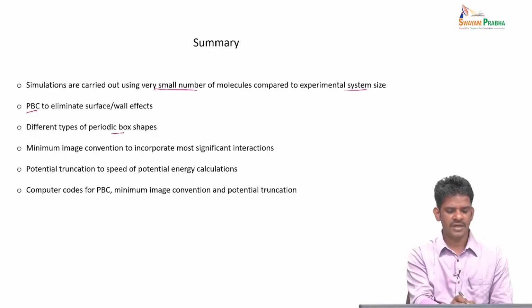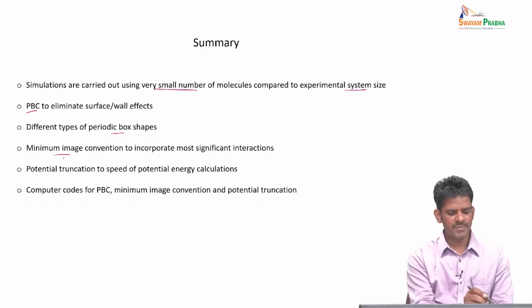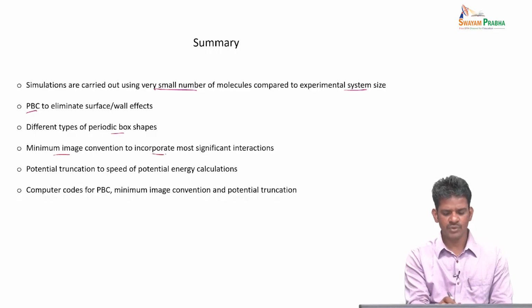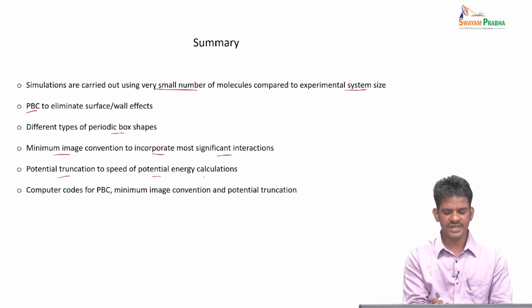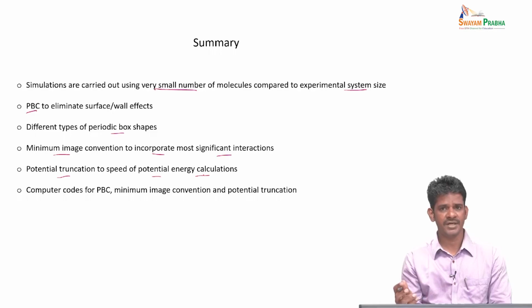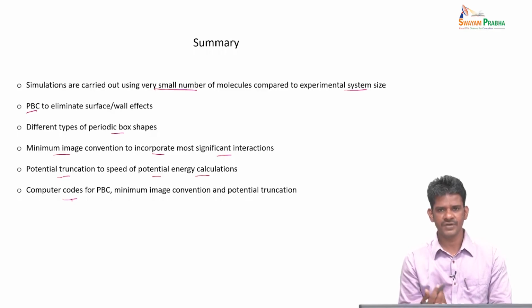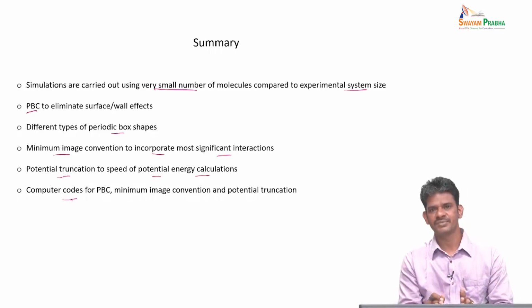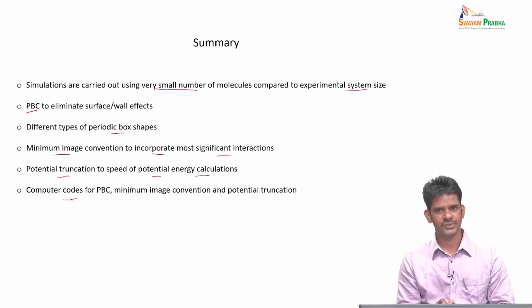And we also talked about different kinds of box shapes, and about the minimum image convention, so as to incorporate the most significant pair interactions, and then potential truncation to speed up potential energy calculations, thereby eliminating redundant pair calculations. We also looked at the computer pseudocode for implementing periodic boundary conditions, minimum image convention, and potential cutoffs. So if you were to write your own MD code, these are all the steps that you have to keep in mind. If you are using open source software, you have to remember that these are the things that are implemented in those codes as well.